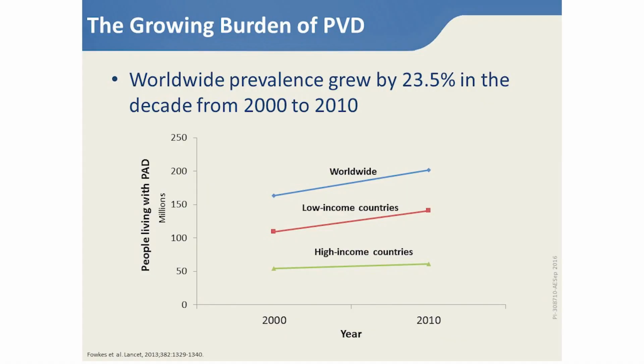There is no doubt that prevalence of peripheral vascular disease is growing worldwide, and over the last decade or so it has increased significantly by more than 20% around the world, and this includes countries with the low income or high income societies.